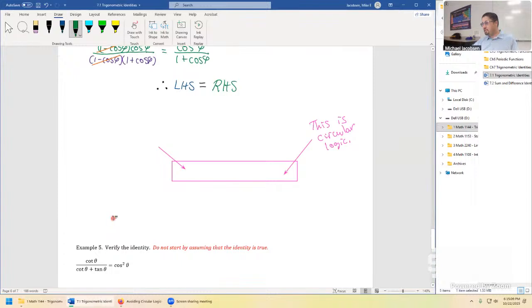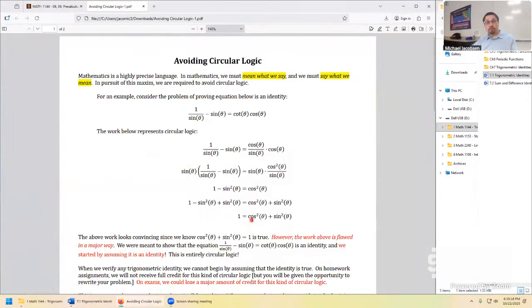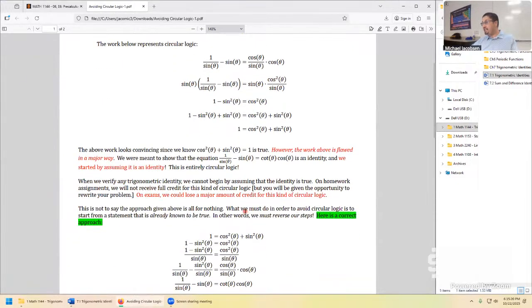Let's just drop it in our notes. This is what we mean by avoiding circular logic. We'll have it there for all time in our notes. But the way you correct this proof is actually not too bad.